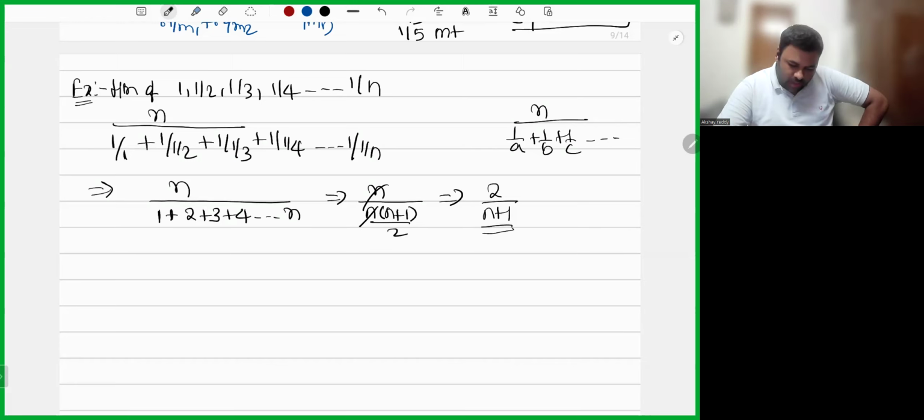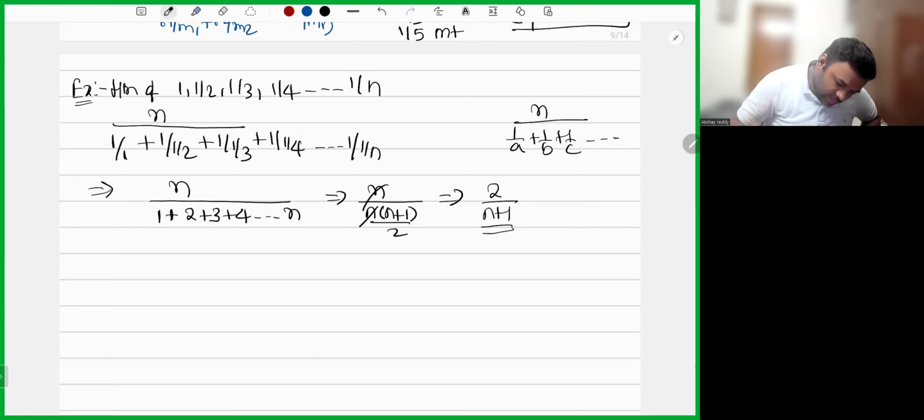See first what you have done. You have taken the progression. Then the harmonic mean formula, n divided by, you applied. 2 came to numerator, 3 came to numerator, 4 came to numerator. Then I have applied the sum of n numbers formula: n divided by n into n plus 1 by 2. n cancel, 2 divided by n plus 1 is the answer. Okay. Next.